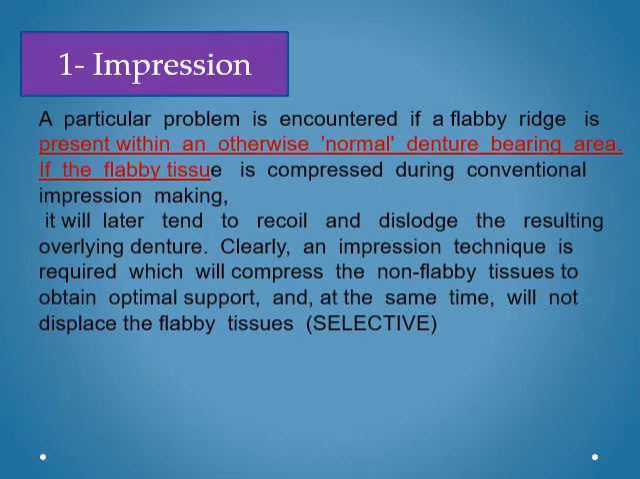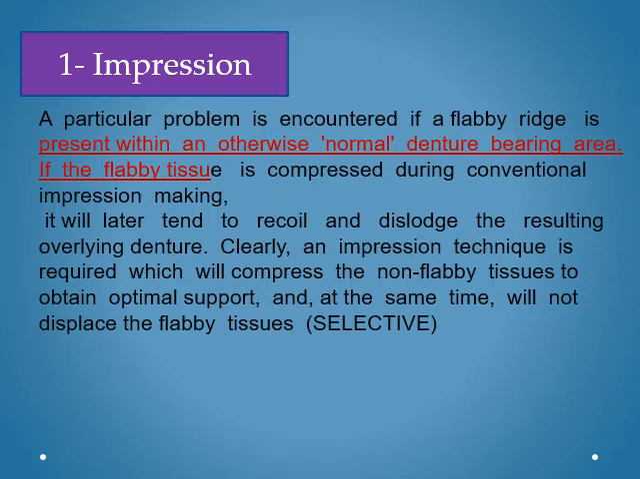We will talk here about making the impression. A particular problem is encountered if a flabby ridge is present within an otherwise normal denture bearing area. In the case of a flabby ridge, taking an impression is different from taking an impression for a normal ridge. If it is compressed during conventional impression making, it will later tend to recoil and dislodge the resulting overlay denture.